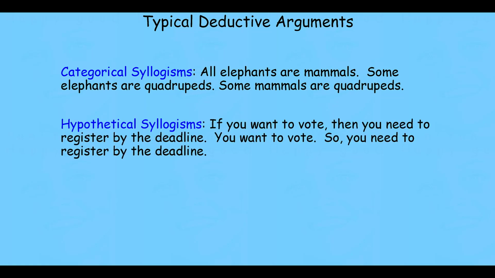Hypothetical syllogisms are also 3-line arguments, but hypothetical syllogisms have at least one premise that is a conditional statement. So if you want to vote, then you need to register by the deadline. You want to vote, so you need to register by the deadline. Again, a hypothetical syllogism leverages that conditional relationship between antecedent and consequent in order to draw out a deductive conclusion based upon that relationship.